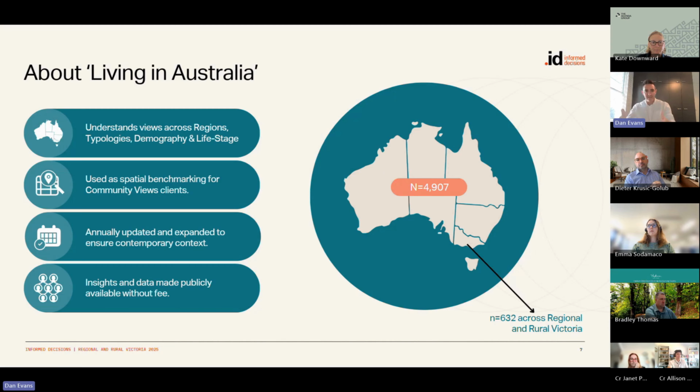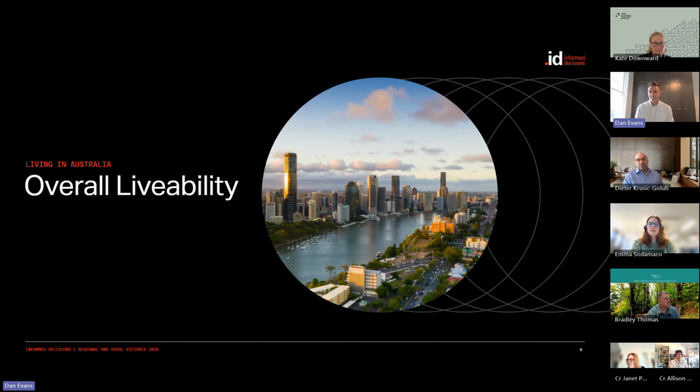Now, we commit to updating that every year, and we make these findings available. Anything I'm showing you today is publicly available, and you'll receive links to it afterwards. We've also written a report, the Living in Australia report, which you can access online if you want to go through it in a bit more detail. Today, we'll talk about Australia generally, but then zoom in specifically on the 632 rural and regional Victorians who completed the survey. The survey was conducted in May of last year and published in September of last year.